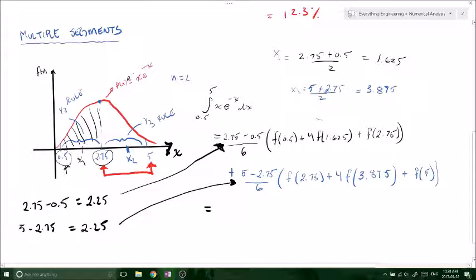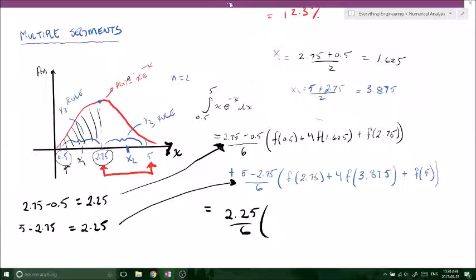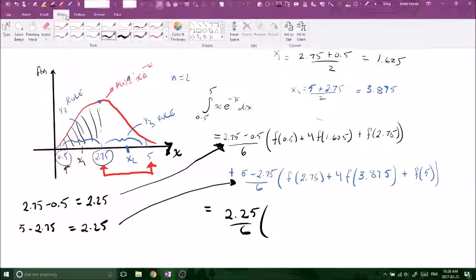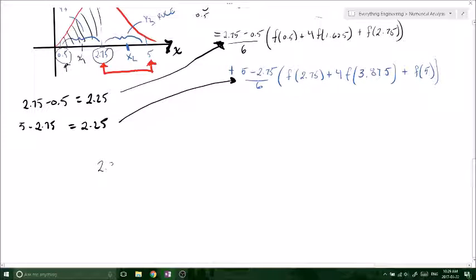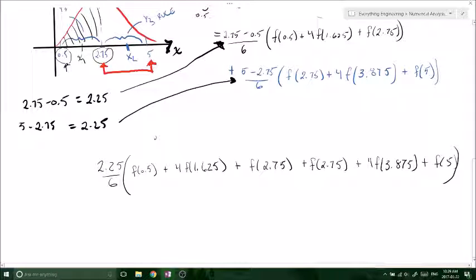So we can collect like terms, because these are both 2.25 over 6. That's an important part of using Simpson's 1/3 rule for multiple segments: they should have the same multiplier outside of the brackets. Then you just add them up. So we have 2.25 over 6, and now we need to sum the first segment plus the second segment. Let me just get this big long equation.